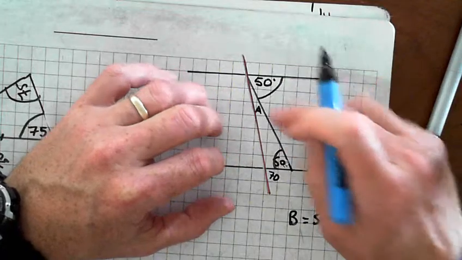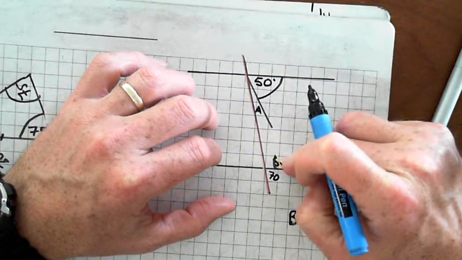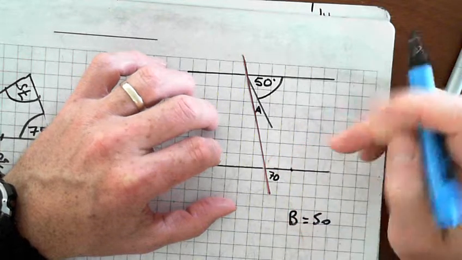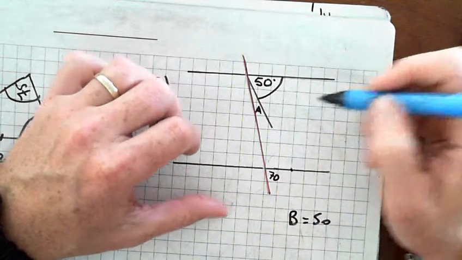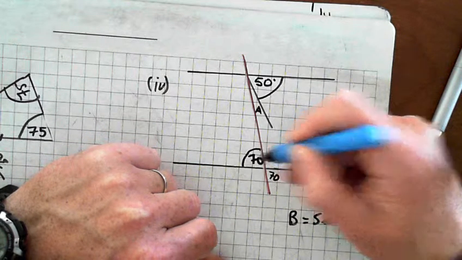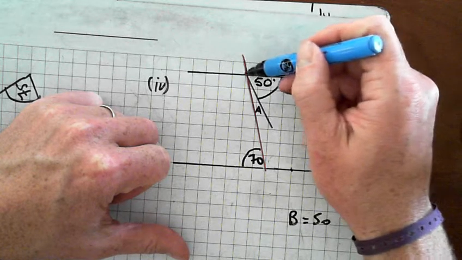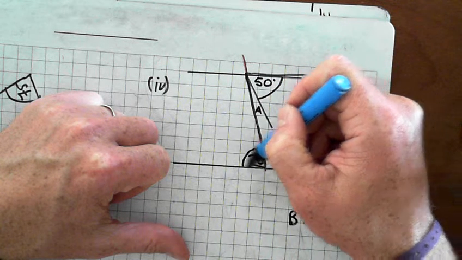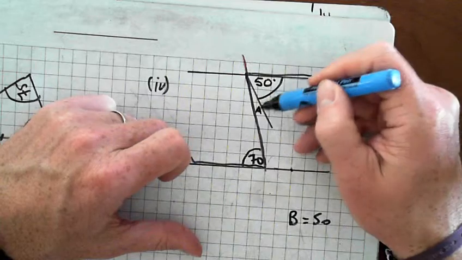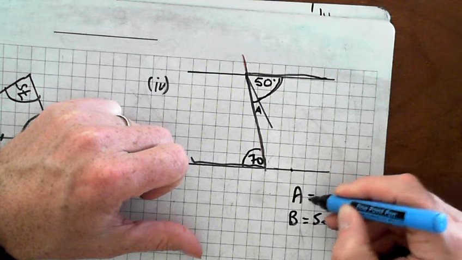And how do we get A? Now we forget about this line here, this bit coming down. Just try to forget that it's there. So where's the Z shape here? This is 70, so this one is 70. So we'll just rub that out for a second. Now can you see this Z shape here? Using the red line, 70: A plus 50 is equal to 70, so A is equal to 20.